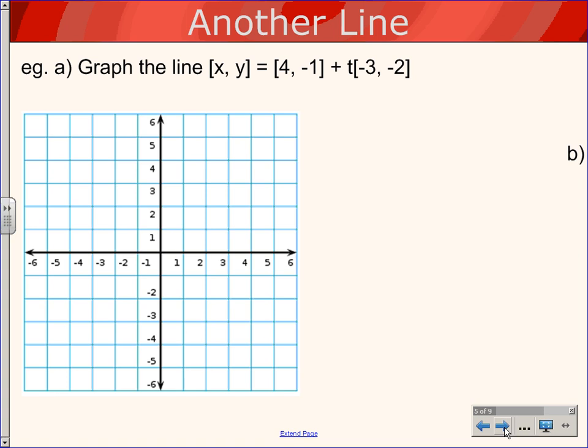New line this time. Graph the line 4, negative 1, which is our initial vector, plus t, our parameter, times minus 3, minus 2. So the way you graph these is, well, it's similar to how you would have done in grade 9, right? That 4 minus 1 tells you where to start. So technically it's a vector. I'm going to show it as a vector here. 4 minus 1 takes you right there. That is a point on the line. Right? That's our initial vector.